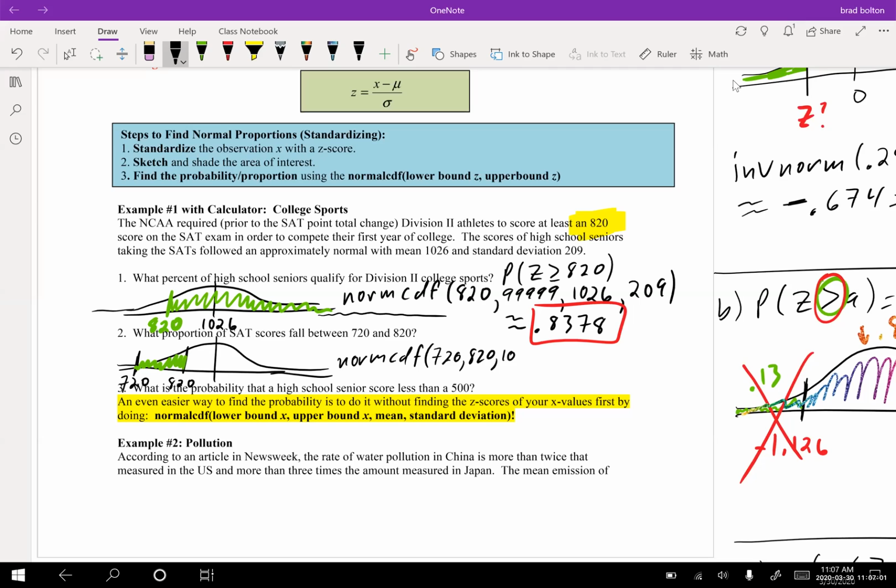What's our mean? 1026. What's our standard deviation? 209. We're going to get second vars normal CDF of 720 to 820 and use the same 1026 and 209. And I get 0.0906 if I round off a little bit. That would be the probability of that. So about a 9% chance of an SAT score being between 720 and 820, okay?